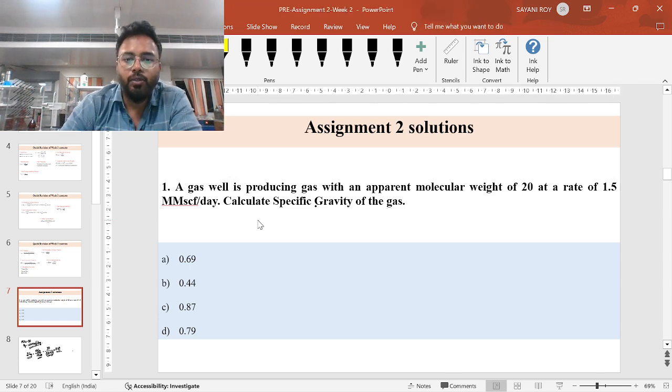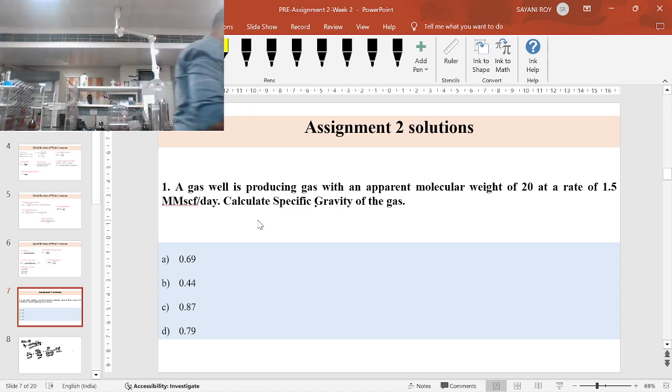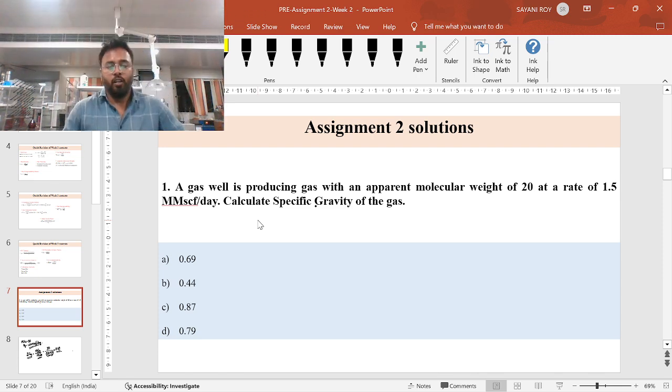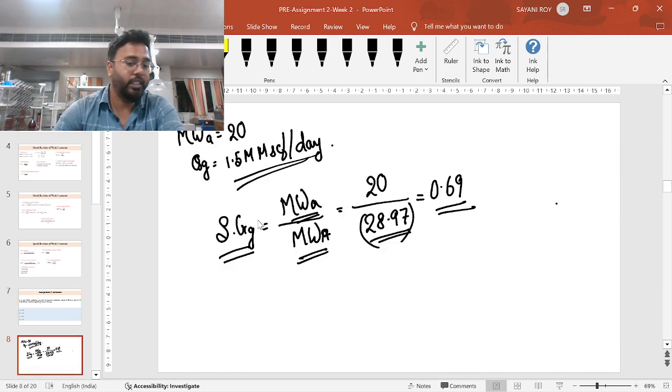Okay, so you have to calculate the specific gravity of the gas. Correct the question, and then we can go to the next question. Okay, so let's go to the next question.